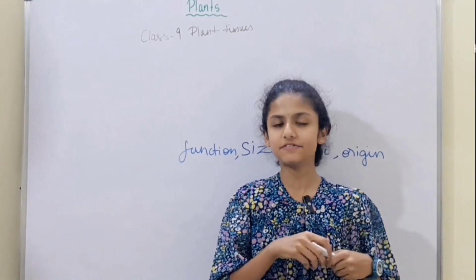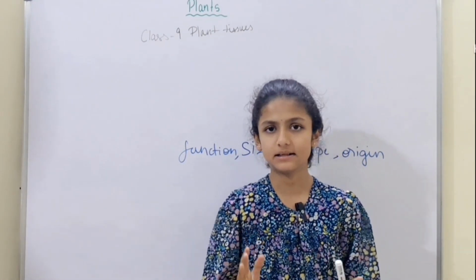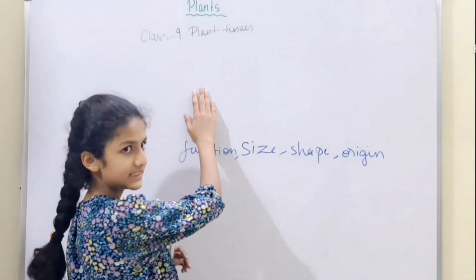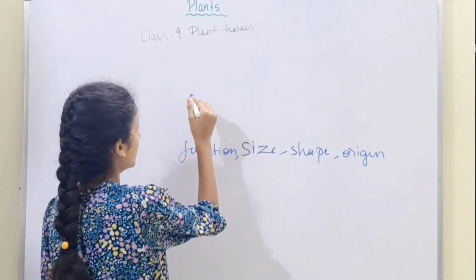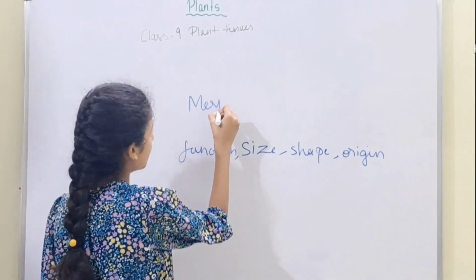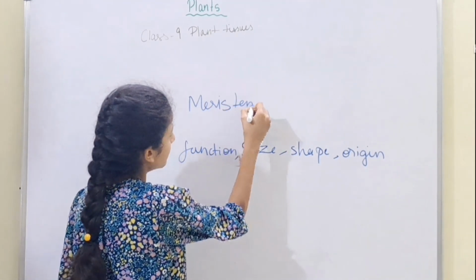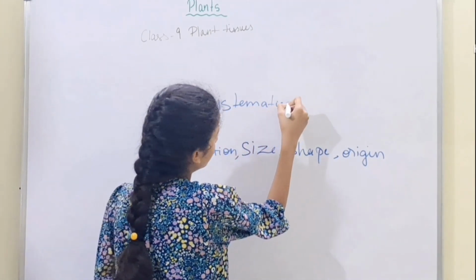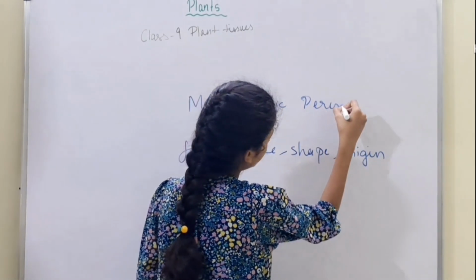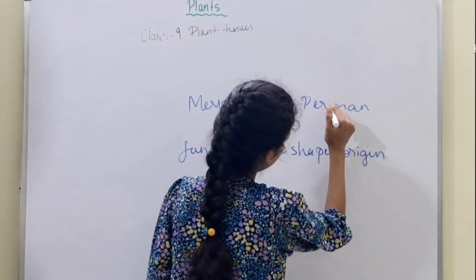Now we have different types of tissues in a plant. First, we have meristematic and permanent tissues. Meristematic and permanent. Permanent tissues. 1 minute.